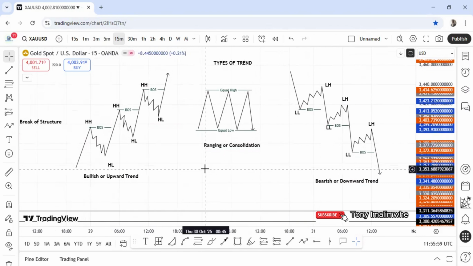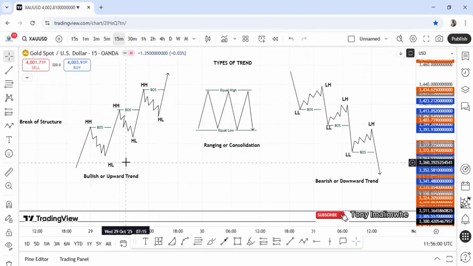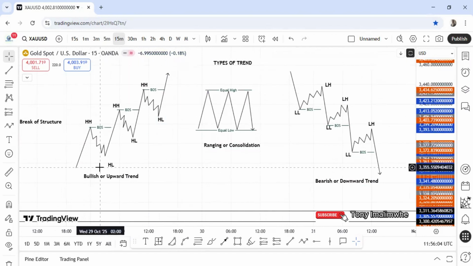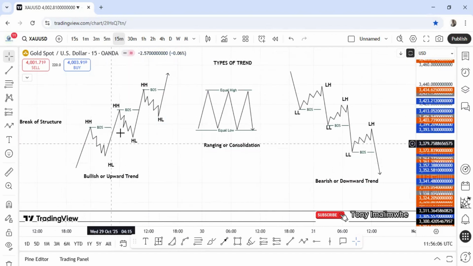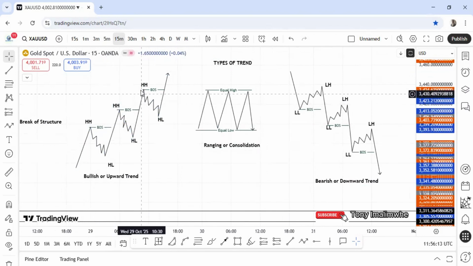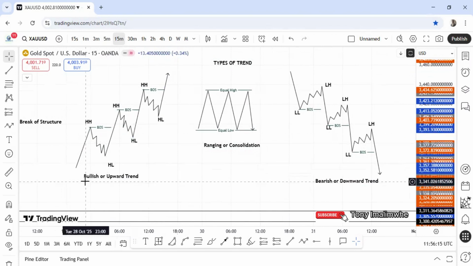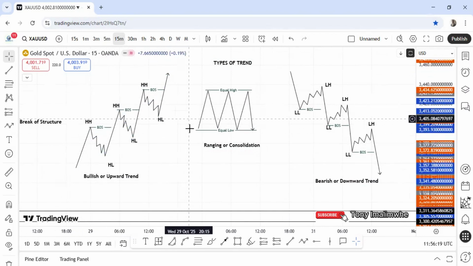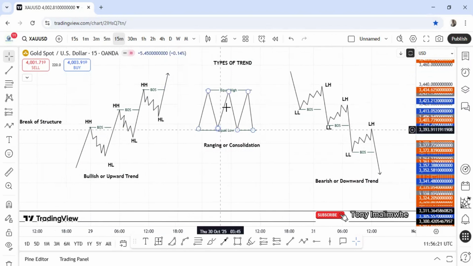So in this video, I've just explained the types of trend we have. We have price moving upward, giving you a series of higher highs and higher lows. This is a bullish trend. But when the market is just giving you equal highs and equal lows, you see that the market is ranging or consolidating. This is basically consolidation.